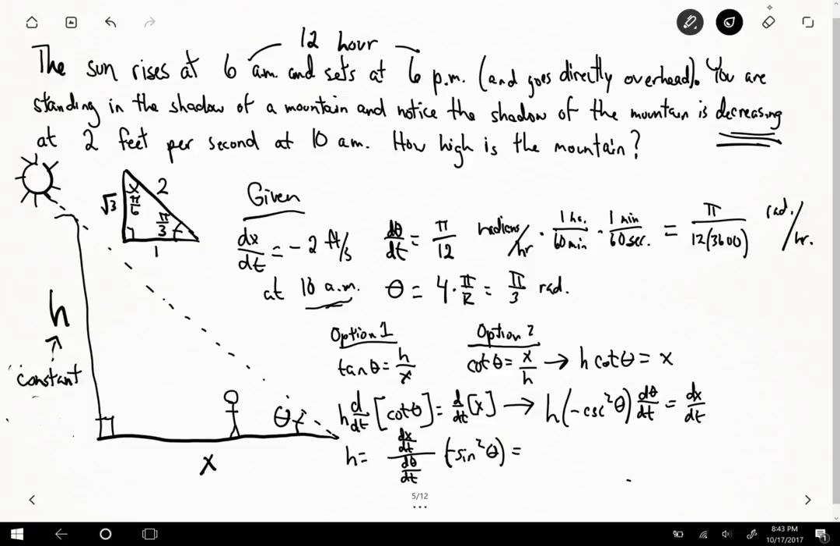So we have dx dt. What is dx dt? Well, if you look, it's negative 2 feet per second. So we have negative 2 divided by, well, we're dividing by this pi over, and I wrote up here radians per hour. My apologies, this radians per second is what we converted to. That's pi over 12 times 3600. And then where do we go from here? Well, we got to square sine of theta and have a negative symbol out in front of that. So negative, and sine of theta is square root of 3 over 2. So square root of 3 over 2, that quantity squared.